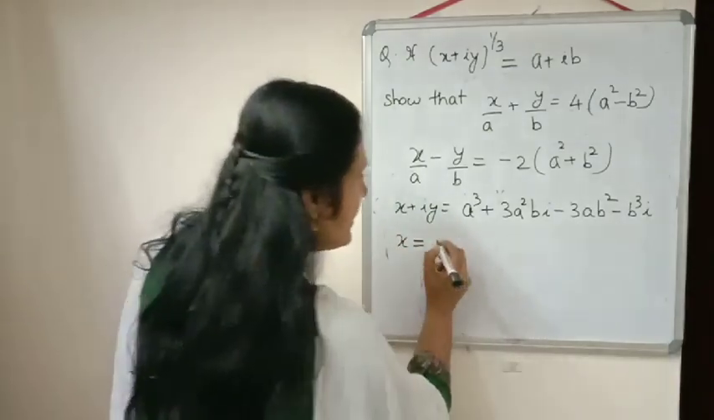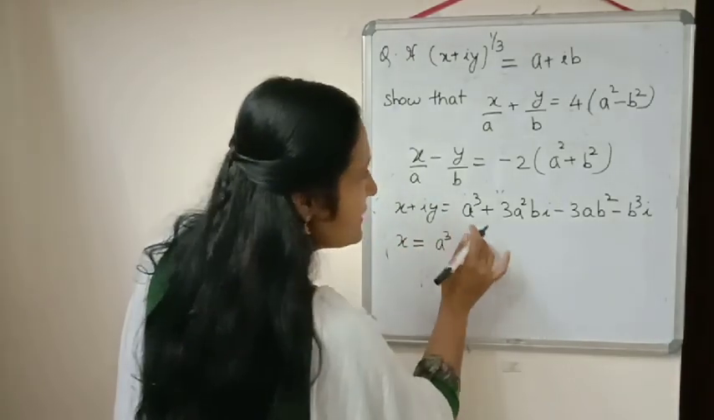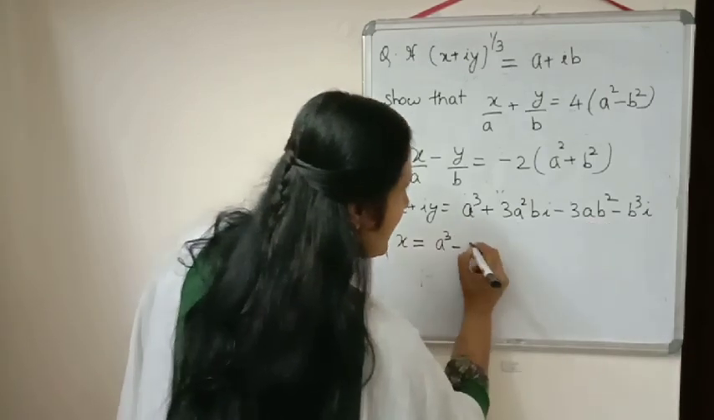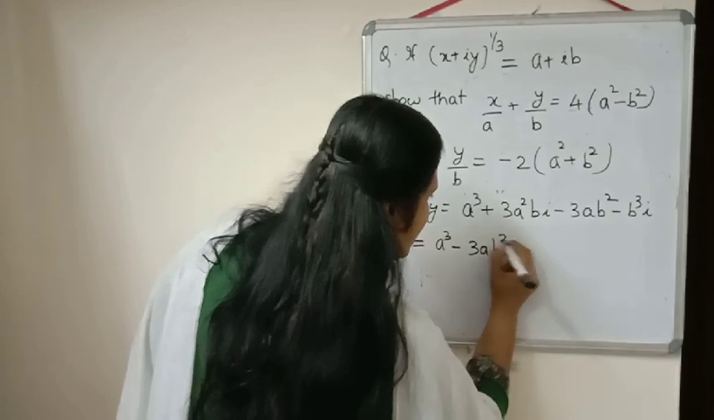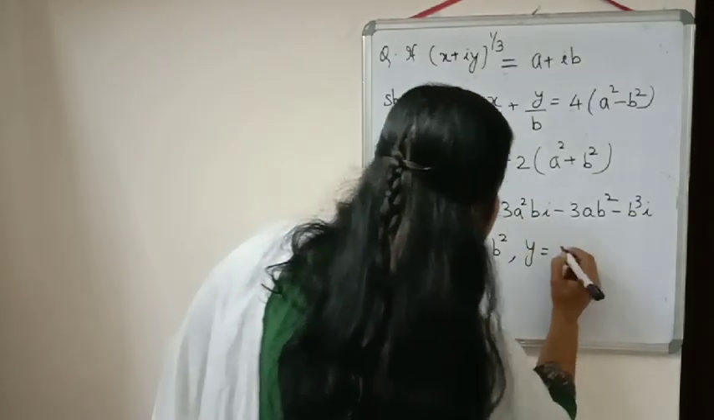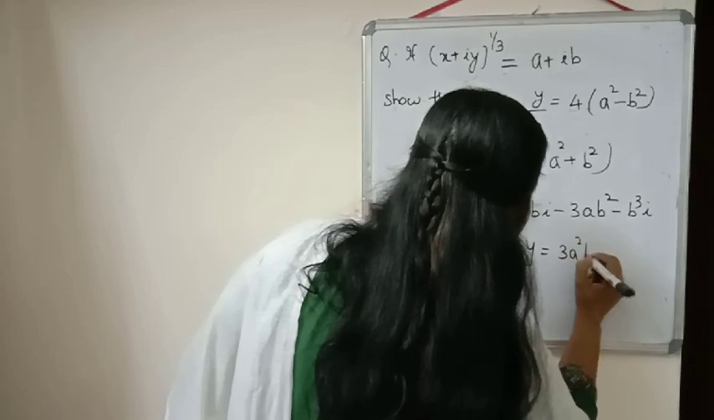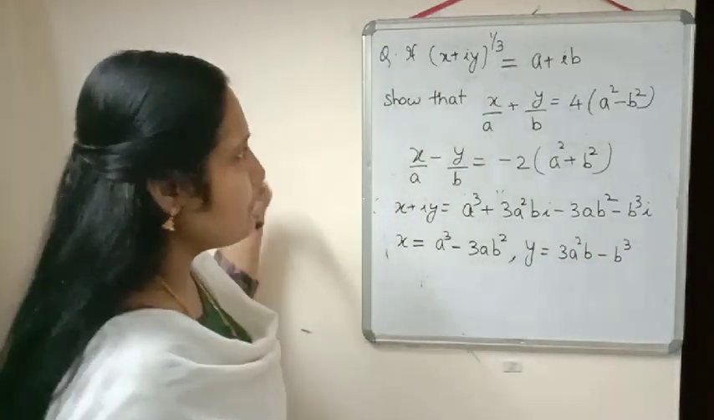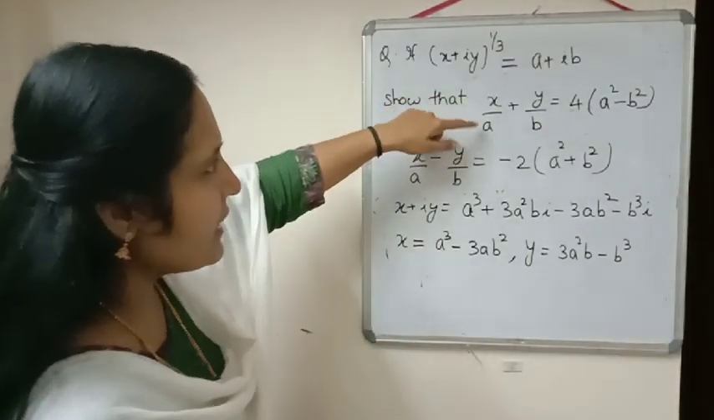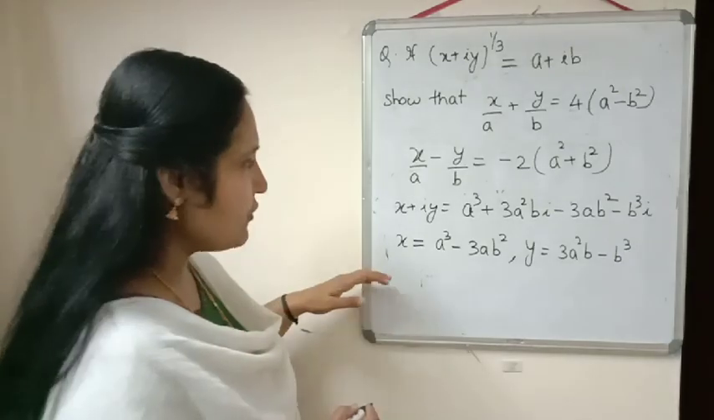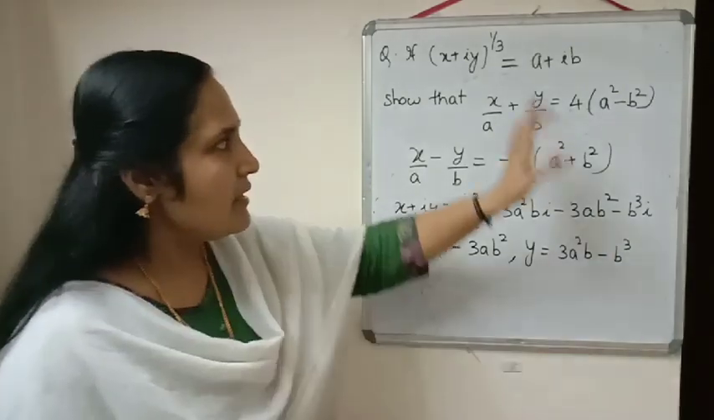What we have? a³, and any other term in which i is not there, this one, minus 3ab². And what is y here? In which term i is there? 3a²b minus b³. Now according to the question, what we have to prove? We have to find out x/a and y/b. Then what you should do? You divide x by a.